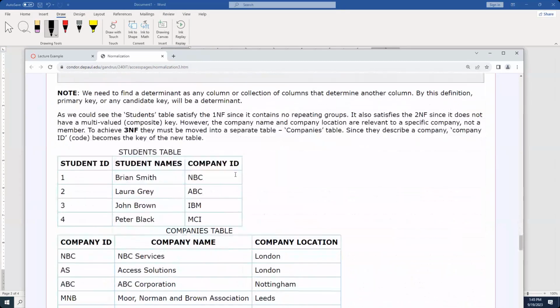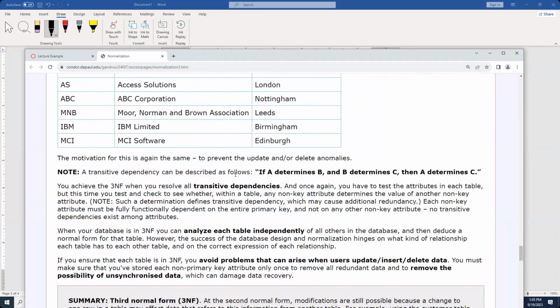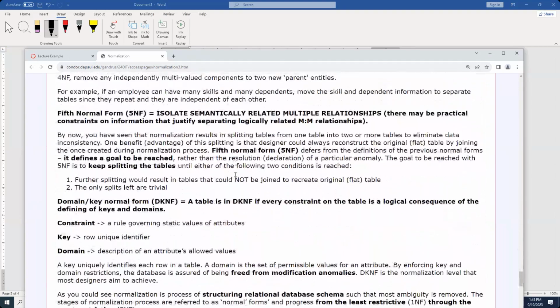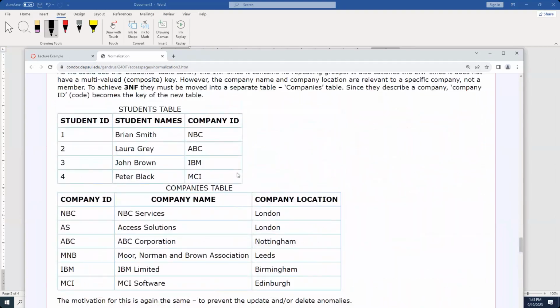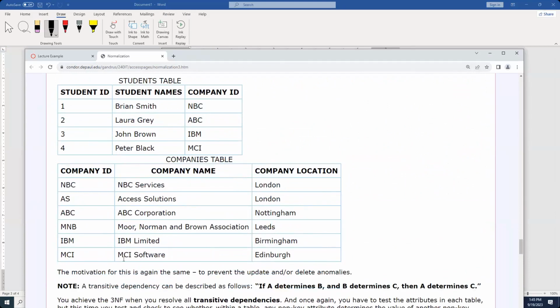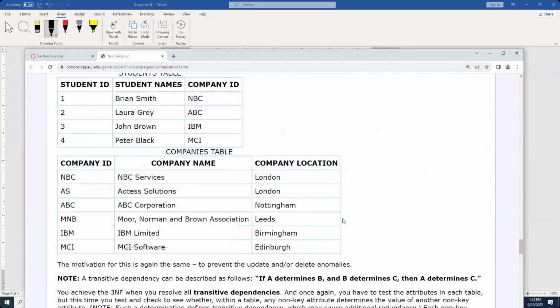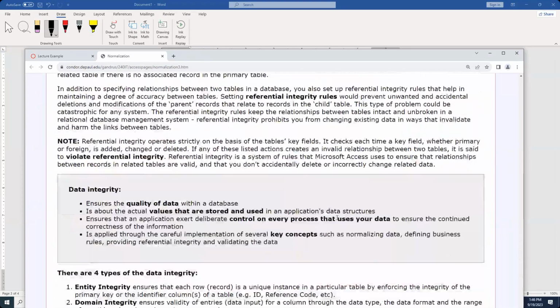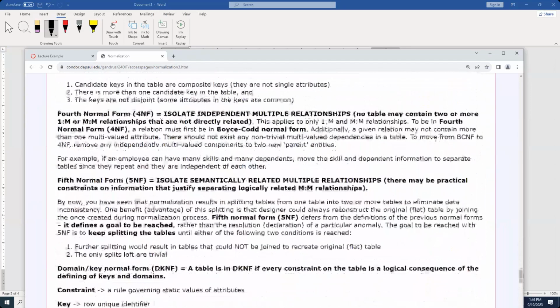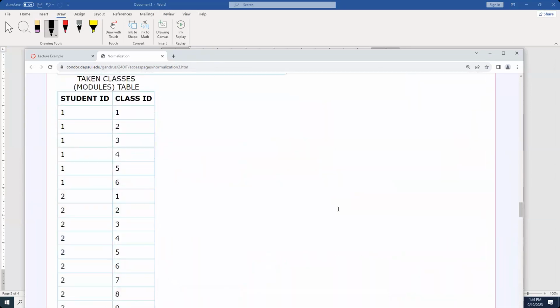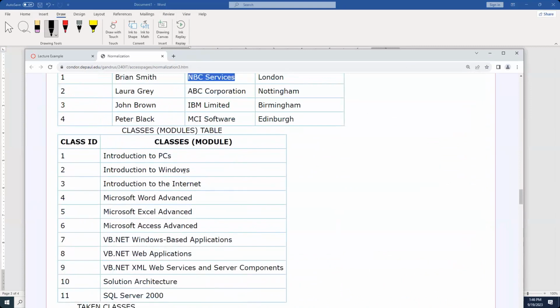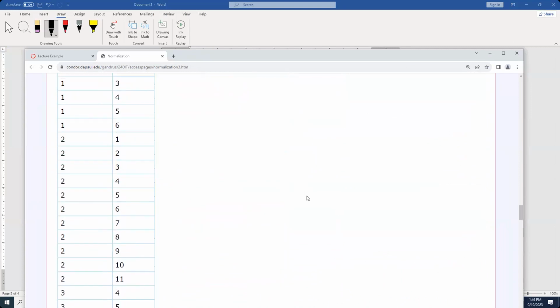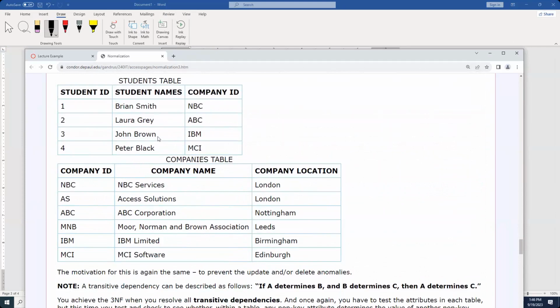So we would break that down into two tables. One thing I don't like about that is they don't show the whole thing. So we'd have this table and this table along with these two other tables. And that would be third normal form.